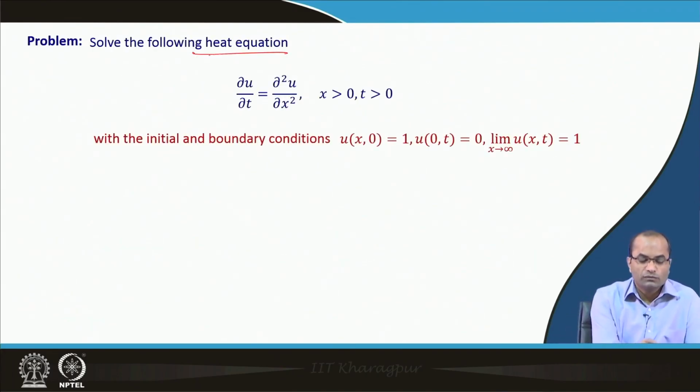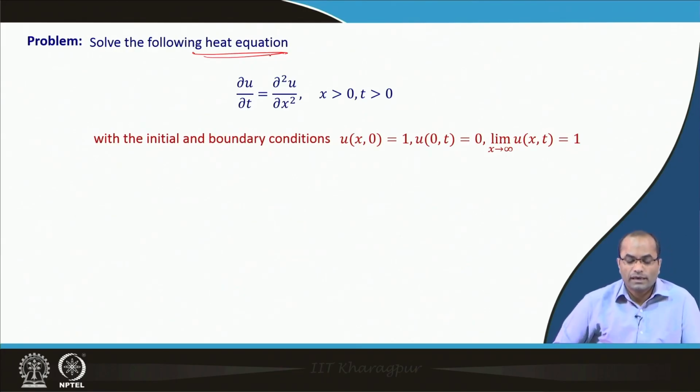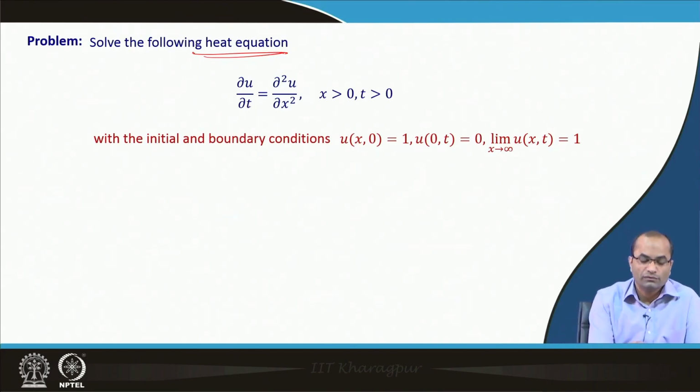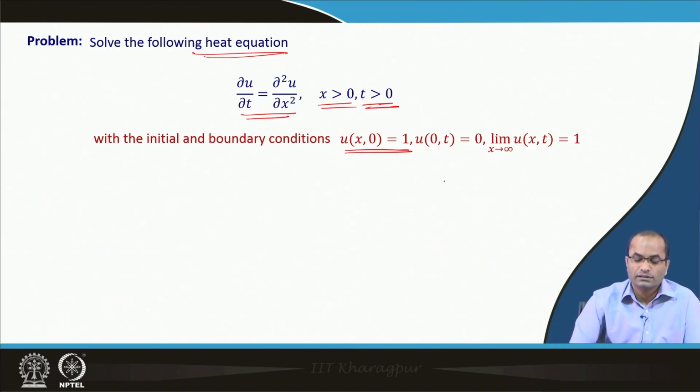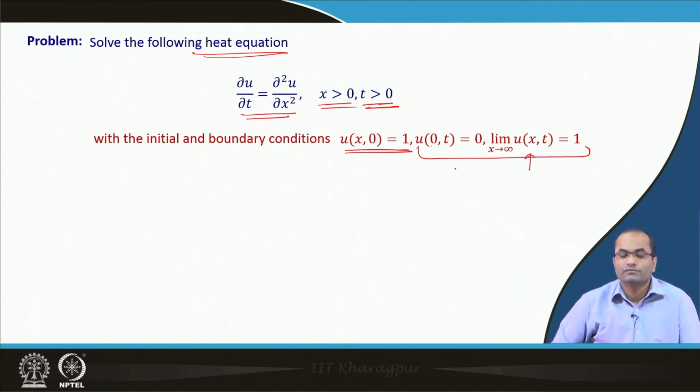Here we have this heat equation, which we can solve using the Laplace transform. We have solved this using the Fourier transform earlier. Now we will see the application of the Laplace transform for solving such equations, where x is positive and t is positive. These are the initial conditions given, u(x,0) equals 1, and these are the boundary conditions at x equal to 0 and when x goes to infinity.